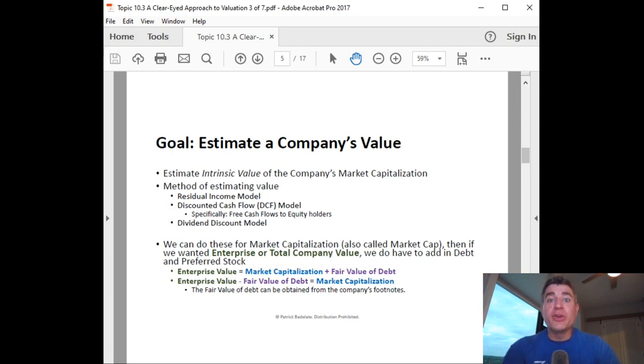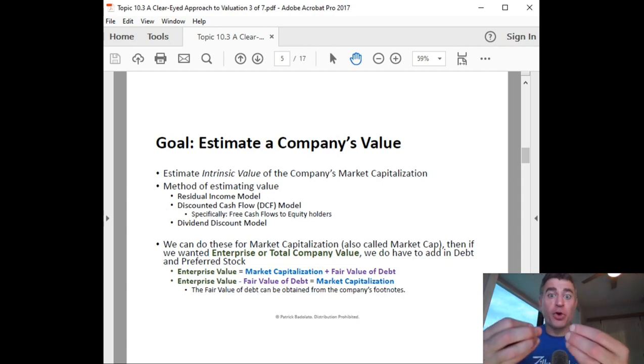So what do we have here? We can use any of those methods. They should give us exactly the same answer, actually, no matter what method we use, as long as we don't make mistakes, to determine the market capitalization of a company. And also, if you're ever in a situation where you need the enterprise or total company value, you would have to add in the debt or the value of the preferred stock. So enterprise value is basically the total company value.